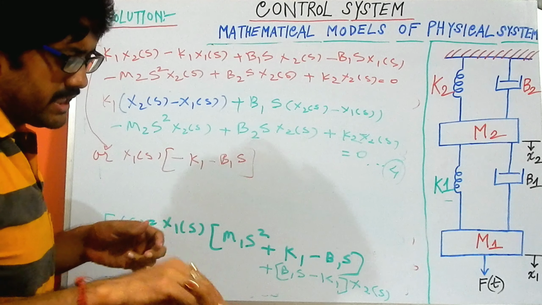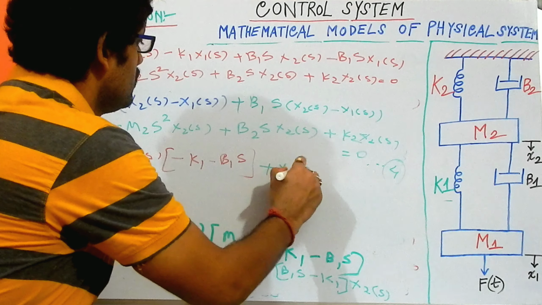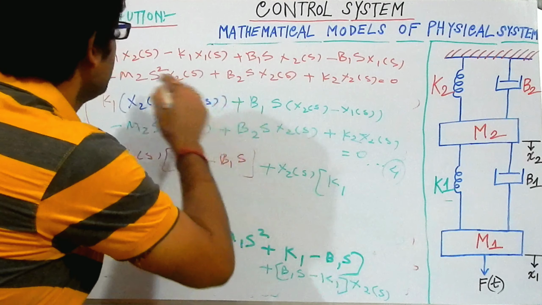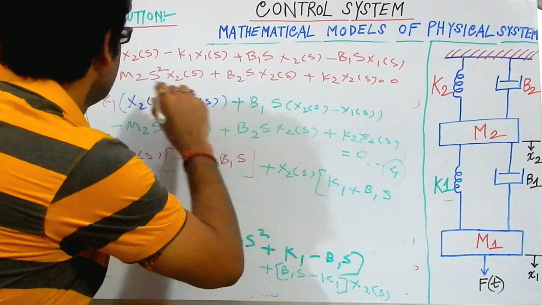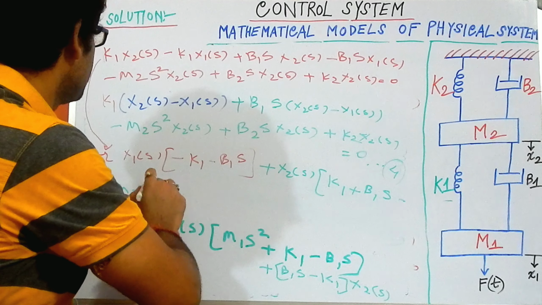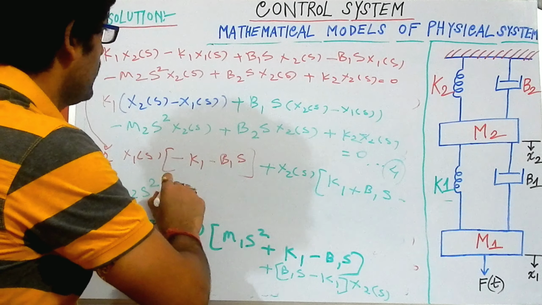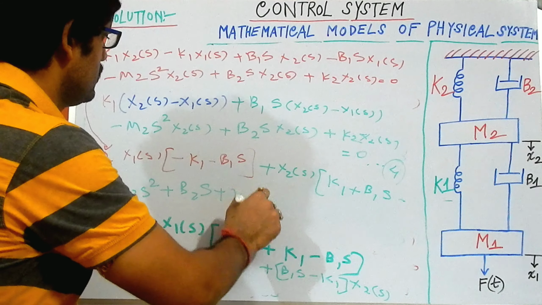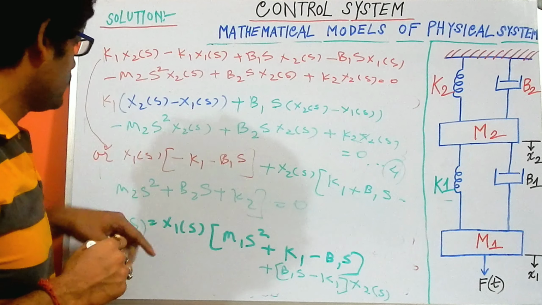Okay, and if I am taking x2(s) as common, what is the solution? k1 plus b1 s minus m2 s², and plus b2 s plus k2 is equal to 0. So this is our solution over here.